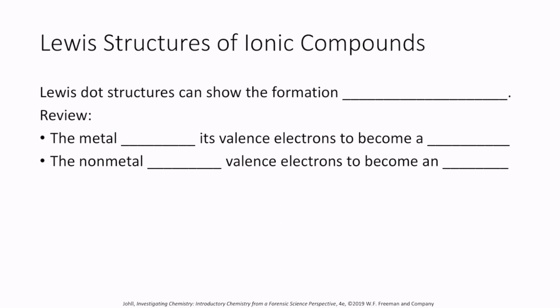Something that we need to remember is in ionic compounds, there is no sharing of electrons. That's because there is a full transfer of electrons to create the ions, and the positive, negative, attractive forces are what hold those ionic compounds together. However, we can still use these Lewis structures to show the formation of an ionic bond.